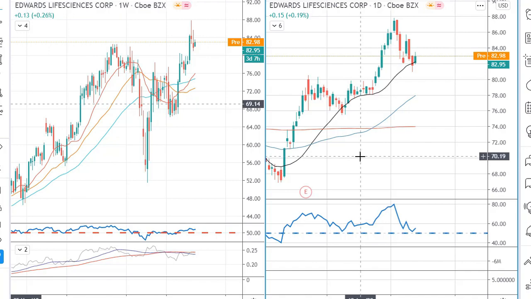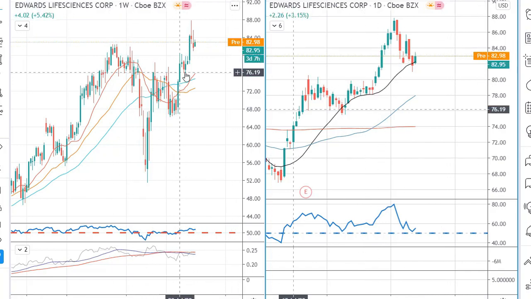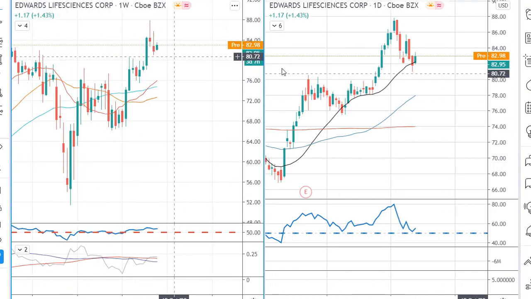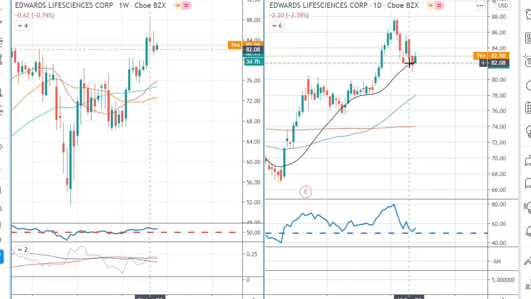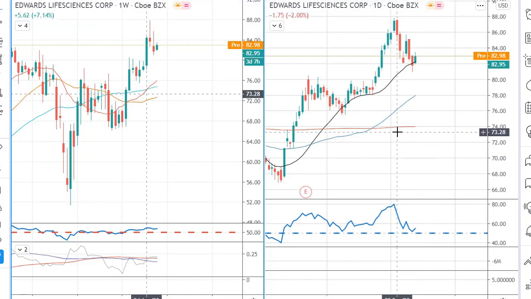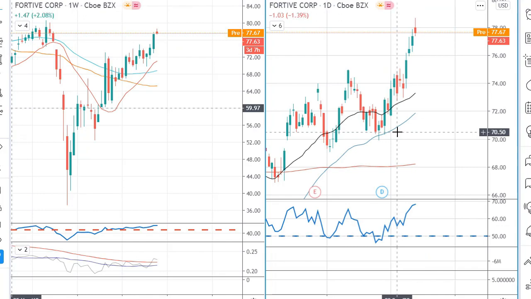All right, Edwards Lifesciences. Again, we've broken this top, and multiple tops here didn't hold. We have broken up, had a retracement over a couple of weeks, and now it seems like we are finding some support here at the 20 SMA. If it moves up from here, Edwards Lifesciences is definitely one to look for. It is on my candidate list.